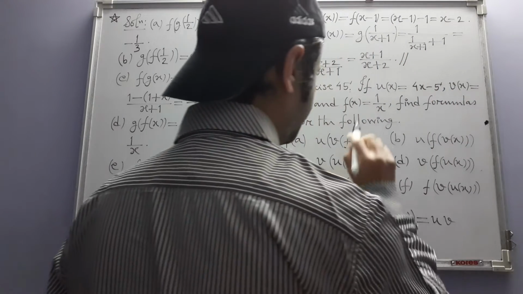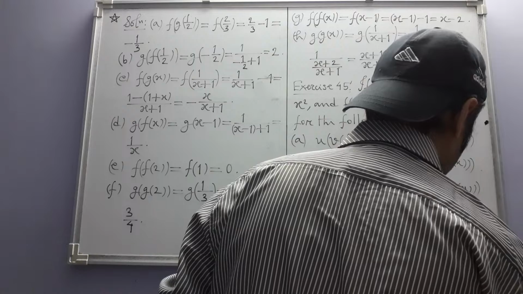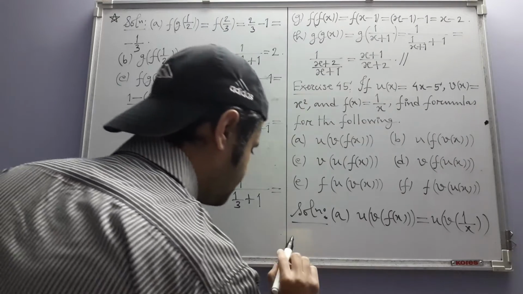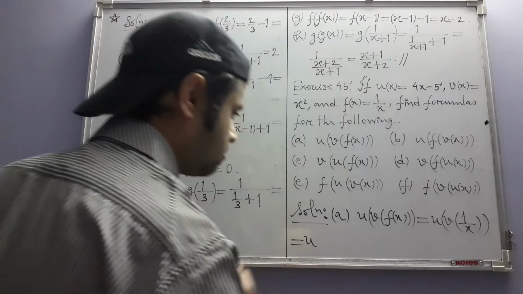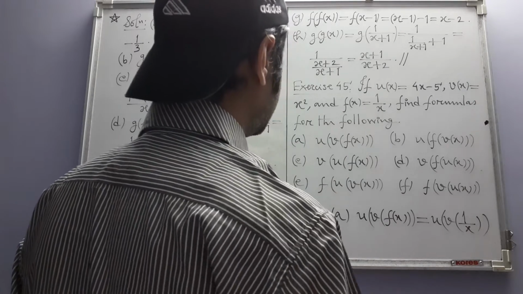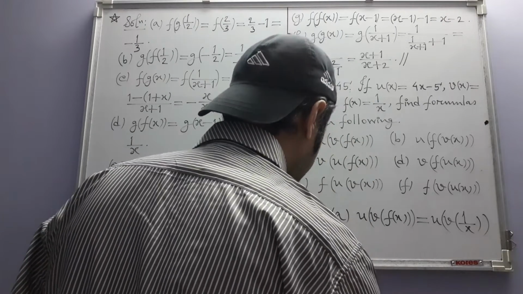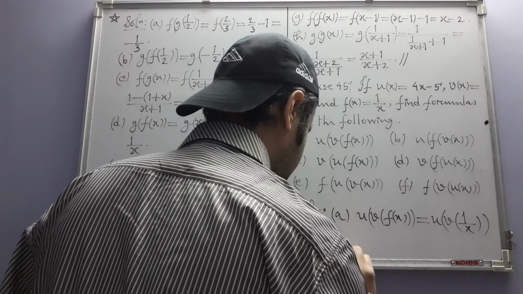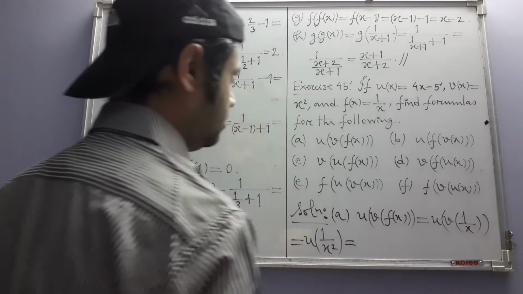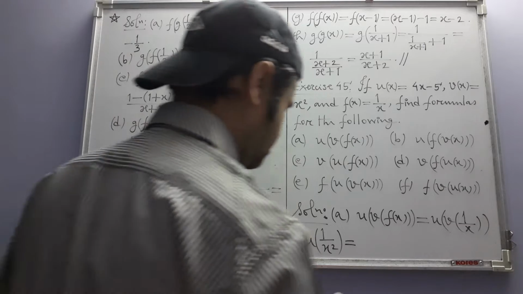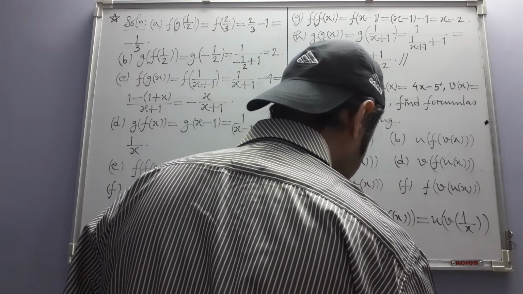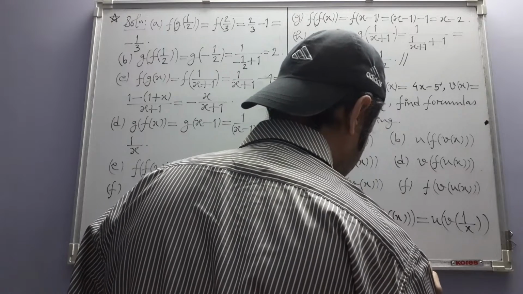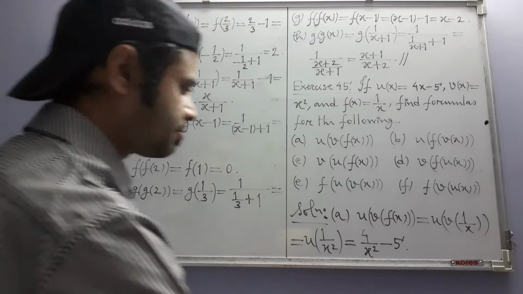U of v of f of x is 1 over x. Okay, v of x is, okay, so v is squaring. So this will be 1 over x square. And u is what? 4x minus 5. So that means it will be 4 divided by x square minus 5. We can just keep it like this.